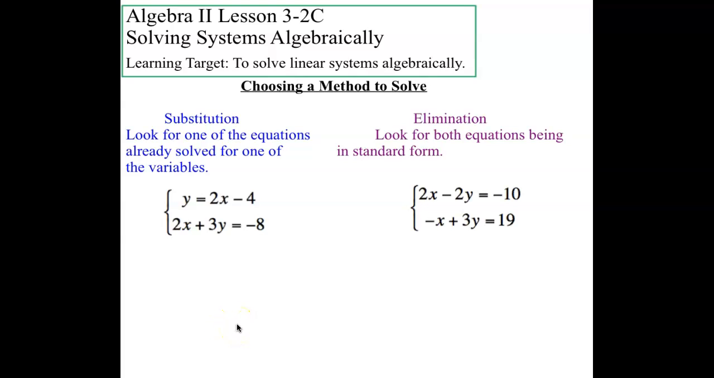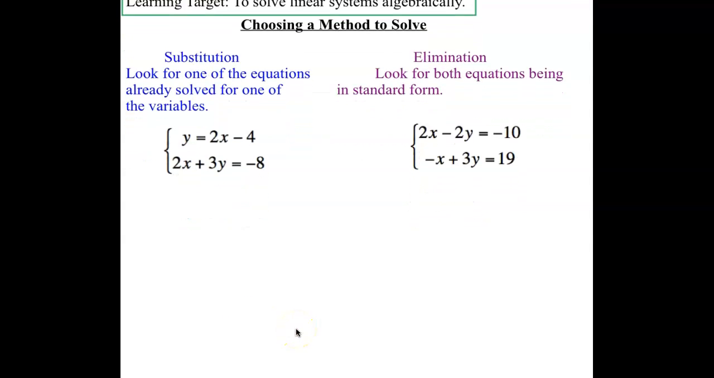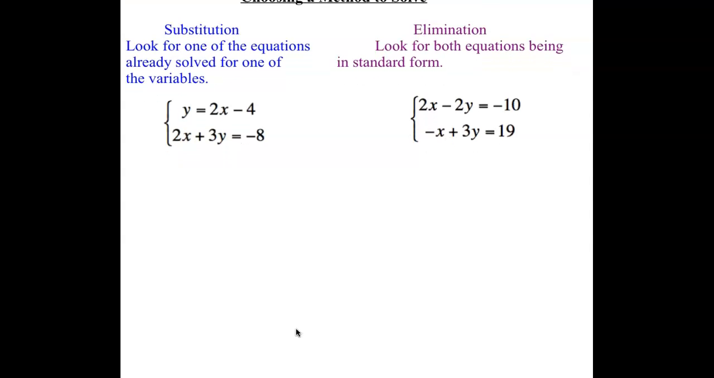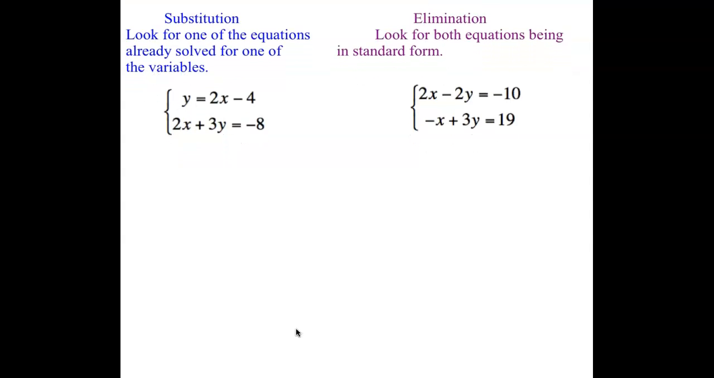Today we're going to look at combining some information from section 3.2. We've been solving systems algebraically using substitution or elimination. Today we're going to focus on how do we choose which method is best and then apply a few to some word problems. So for substitution to be the best, we want a system where one of the equations is already solved for a variable.